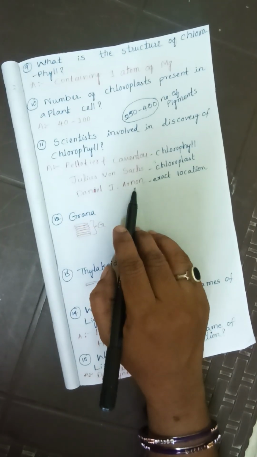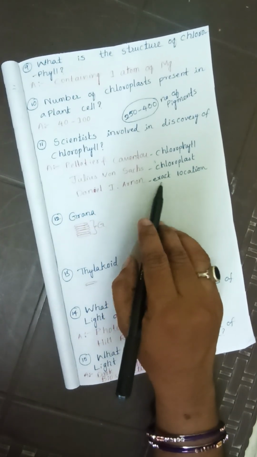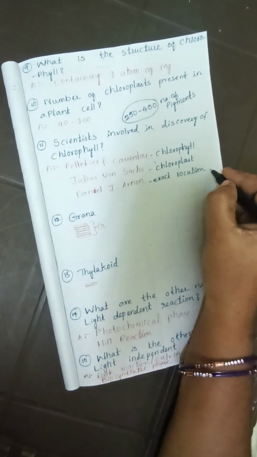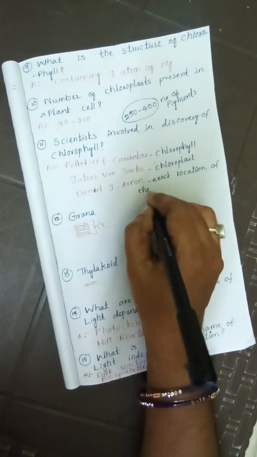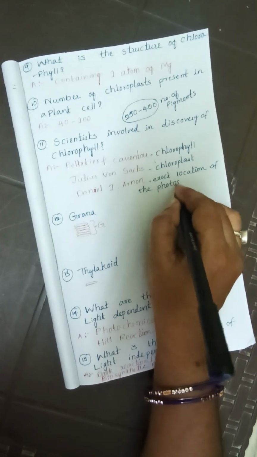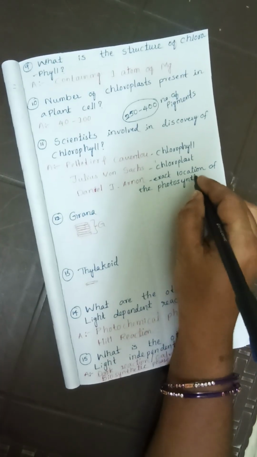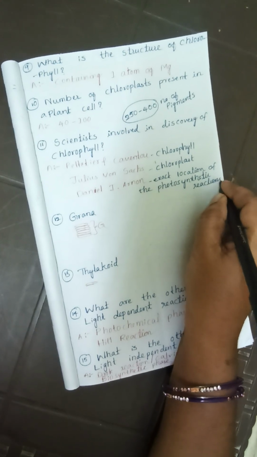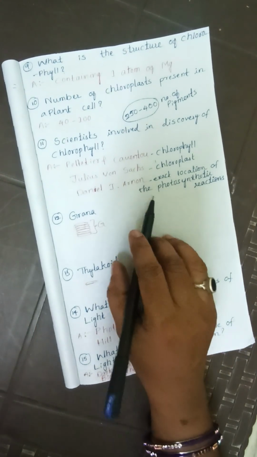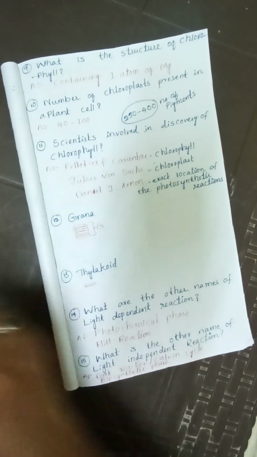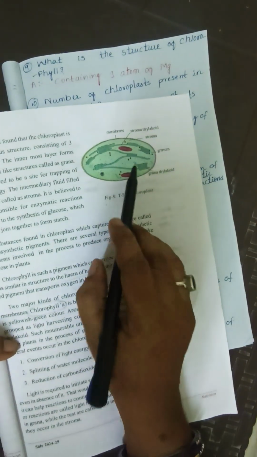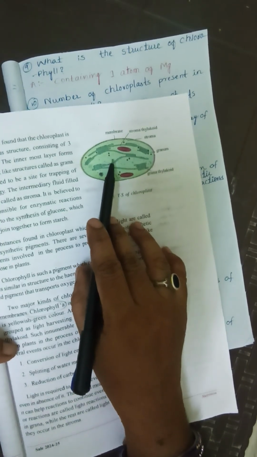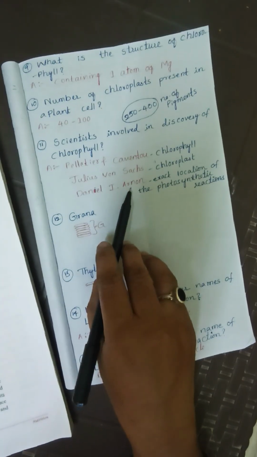Then Daniel Arnon discovered the exact location of the photosynthetic reactions. Exact location of the photosynthetic reactions means here, this is the chloroplast. But we didn't know where the photosynthetic reactions take place, so that was discovered by Daniel Arnon.